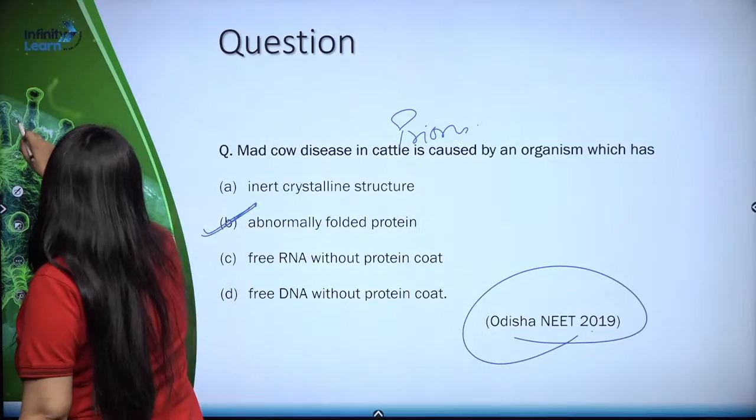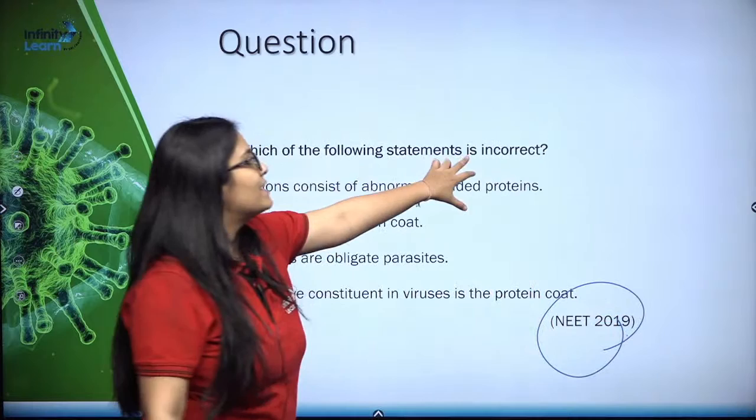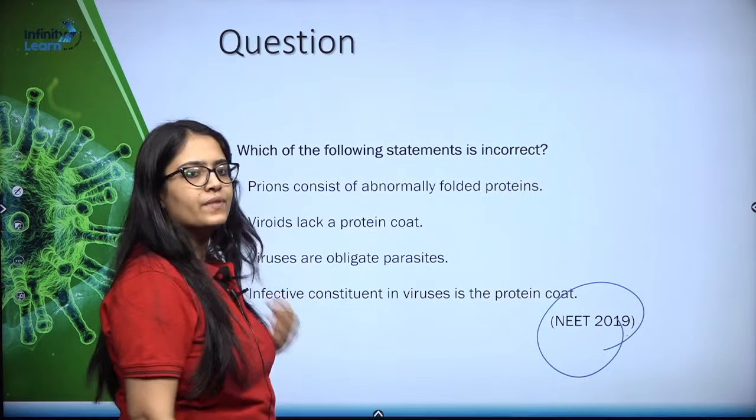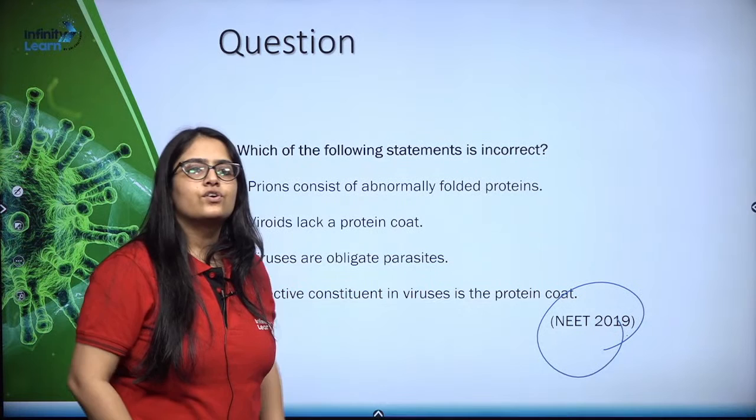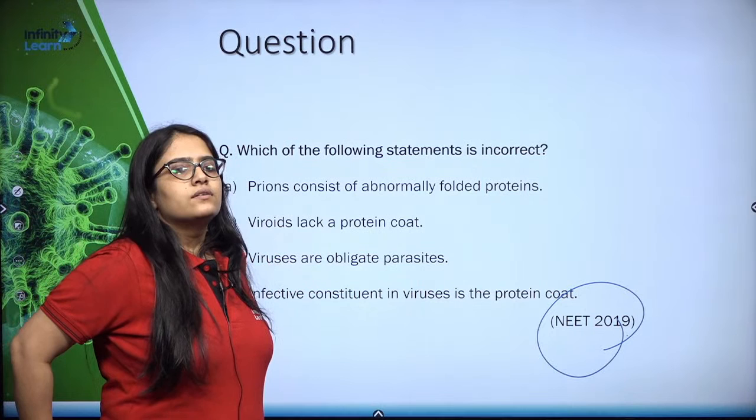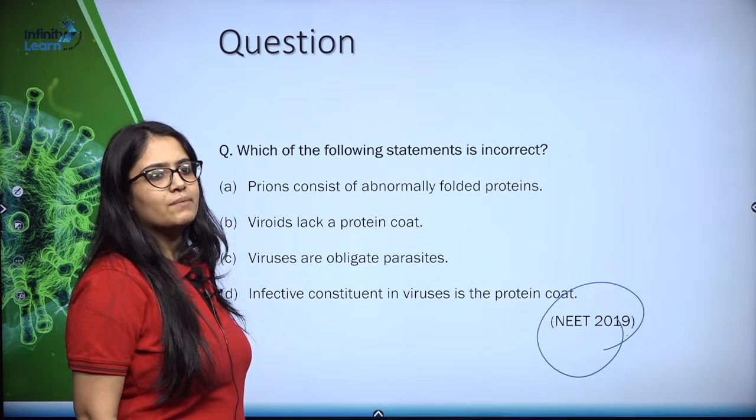This question was asked in NEET 2019. Which of the following statement is incorrect? Everybody give it a try. Come on. Azim, Uncle, Sunil, Fatima, Sana, Pujita, Yashwant. Give it a try, my lovely kids.